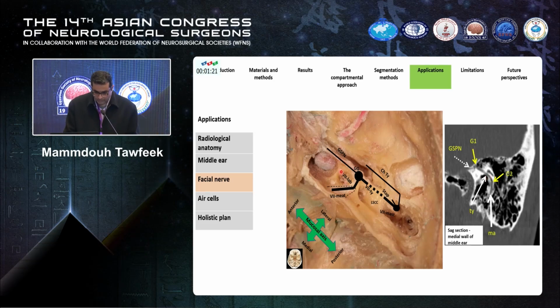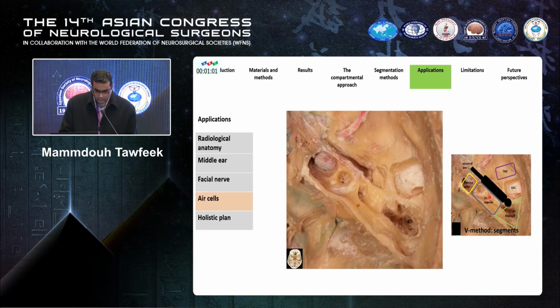Here is a cut that has been made parallel to the axis of the facial nerve. So here, this is the carotid inside the petrous pyramid. The geniculate ganglion is here. This is the tympanic segment lying below the lateral semicircular canal, turning down as the mastoid segment.